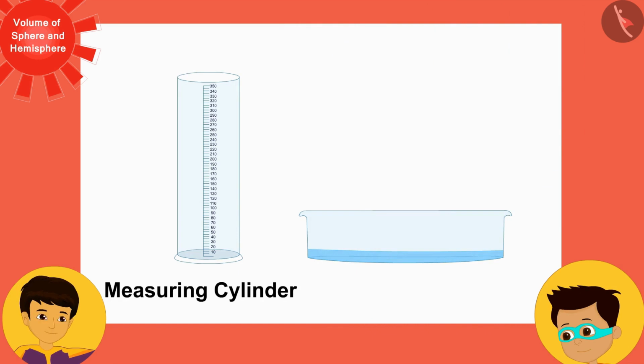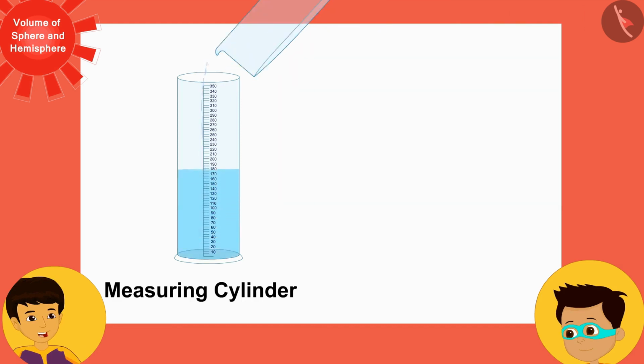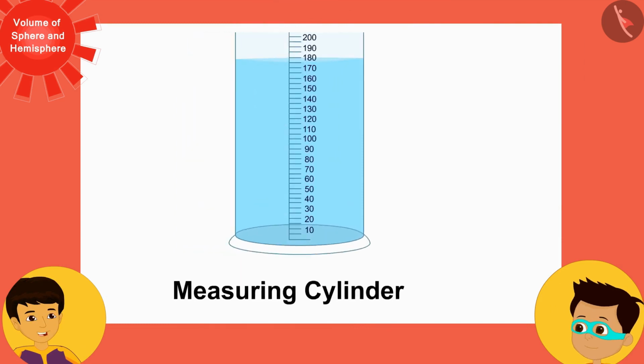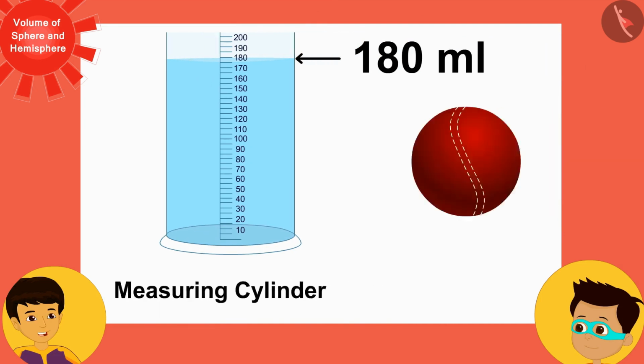big container. Now can you tell me its volume by carefully pouring the water filled in this container into this measuring cylinder? It's about 180 milliliters.